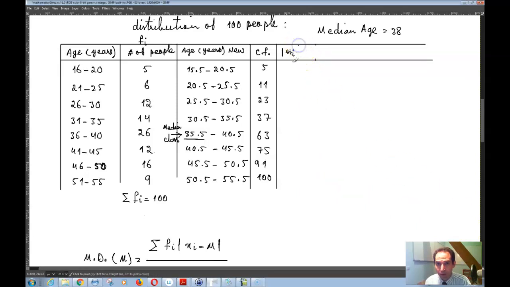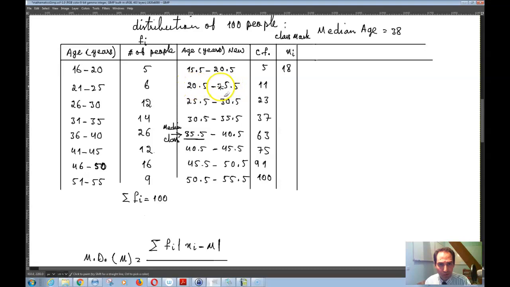So my x of i over here becomes basically the class mark, right? So this is the class mark, which is basically the average of the lower limit and the upper limit of each of these respective classes. So for example, 15 plus 20 is 36, so that's 18. Half of 36 is equal to 18.